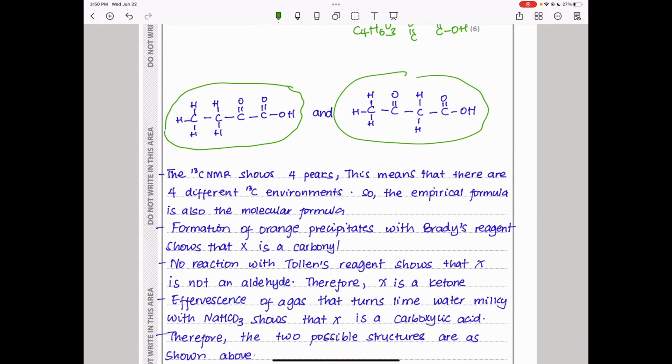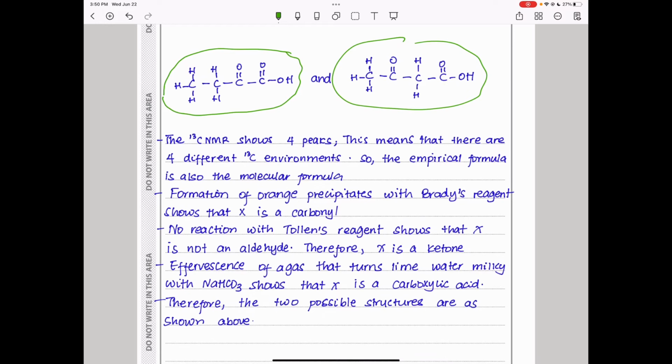So how did I come to this conclusion? I said the carbon-13 NMR shows 4 peaks. This means that there are 4 different carbon-13 environments, concluding the empirical formula should also be the molecular formula.